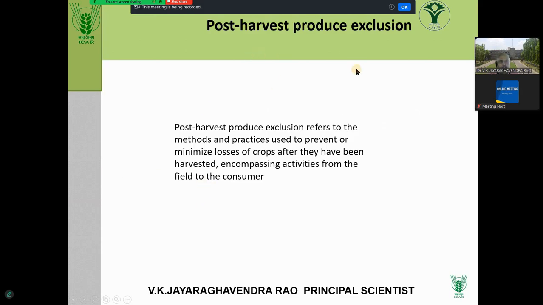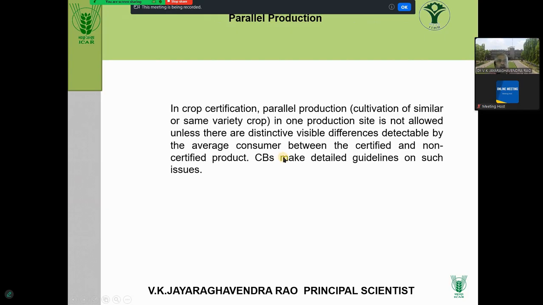Then post-harvest produce management means to prevent and minimize losses of the crops after they have been harvested. Suppose you harvest a seed and keep it for 6-7 months, the viability is gone, or a planting material is put as cutting, so the viability of the cutting may be 3 months. Therefore you will have to take adequate care in all these things. Parallel production cannot be done.